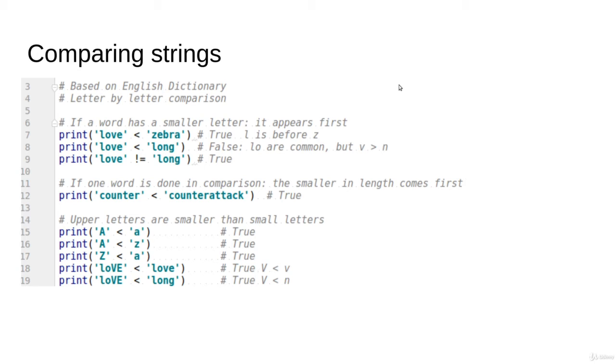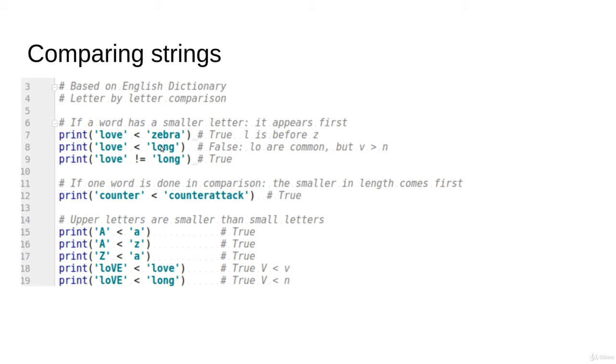Another interesting thing is comparing strings. Comparing strings is the same idea as an English dictionary. You compare letter by letter, and the one that has a smaller letter comes first. For example, let's compare love with zebra in the dictionary. You will notice that the L comes in the dictionary before the Z. So the word love would be smaller than the word zebra. What about love and long? You will notice they have common letters L and O, so this cannot make a judgment.